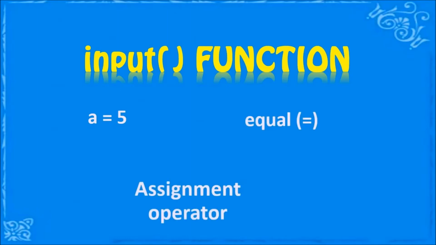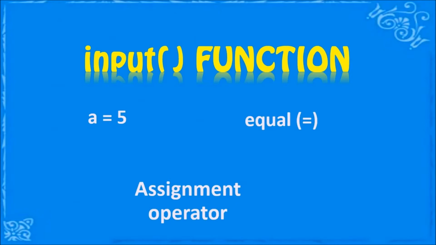So next topic is input function. Here if I say a equal to 5, that means in this statement we are simply assigning the value 5 to variable a using an equal sign, which is also known as the assignment operator. So in this program we are storing the value in a variable at the time of writing the program. When we are writing the program, at that time we are assigning the value 5 to the variable a.